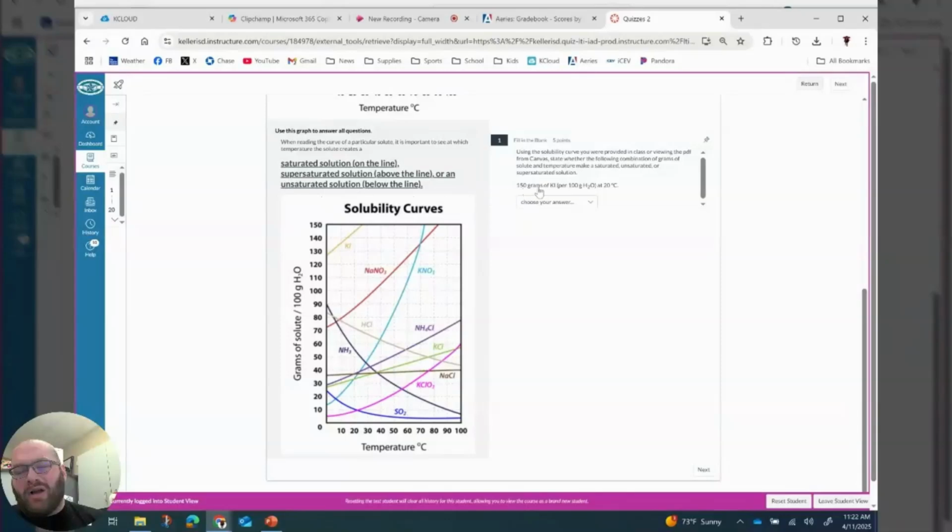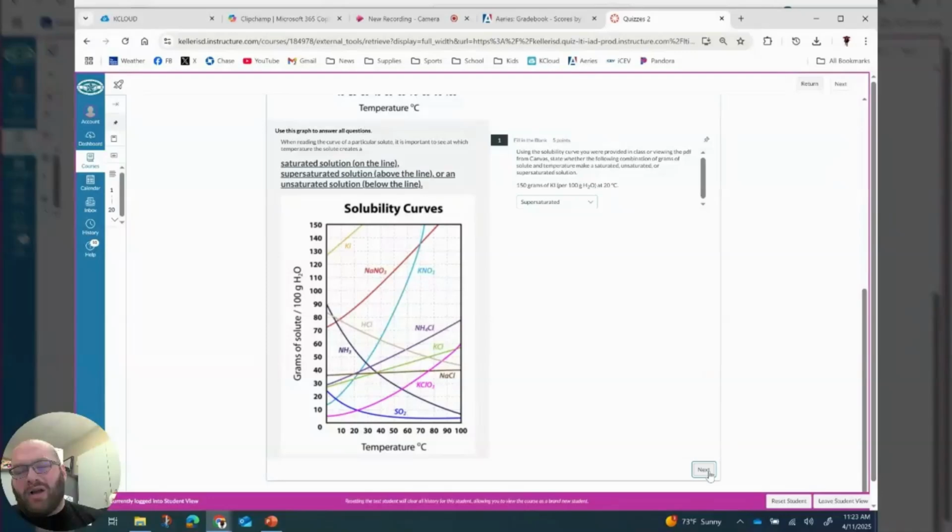So here I have 150 grams of KI at 20 degrees Celsius. So you find your line. KI is this one right here. I'm looking at 150 grams, which is this very top part, at 20 degrees Celsius, so down here. So I go up the 20 line till I get to the 150 line, and it would be right here, and that is above the line, so I would say that is supersaturated. If it was right on the line, I would say it would be saturated. That would be about 145 at 20 degrees Celsius. And if it was below the line, that would be unsaturated.